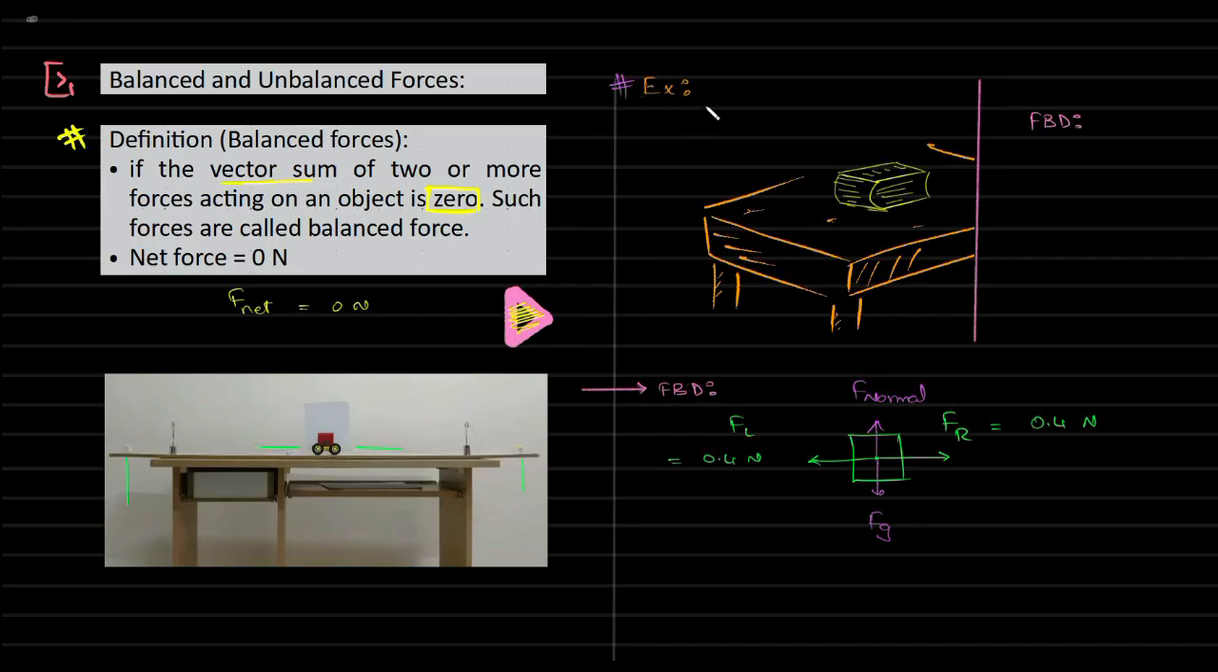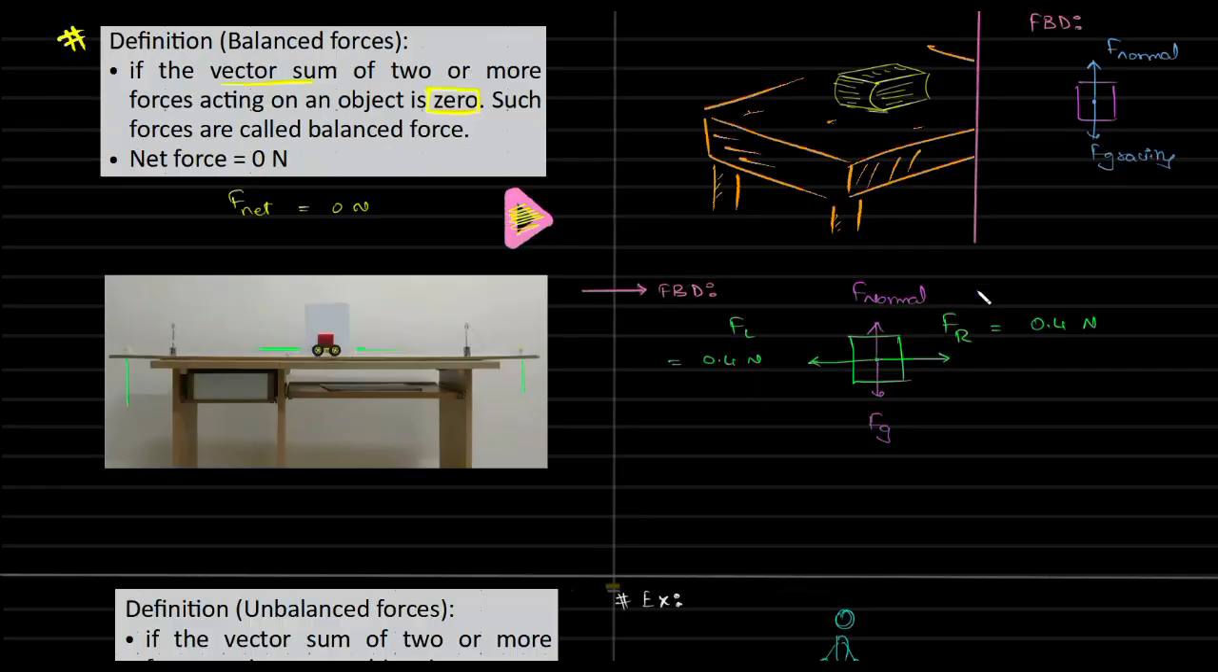One more example is a single book on a table. The free body diagram would look like this. You will have the gravitational pull and the normal force acting on the book. So that would be normal, and that would be gravity. This is a balanced force, the reason being the net force is 0, right? The vector force is 0 on this. So as simple as this.